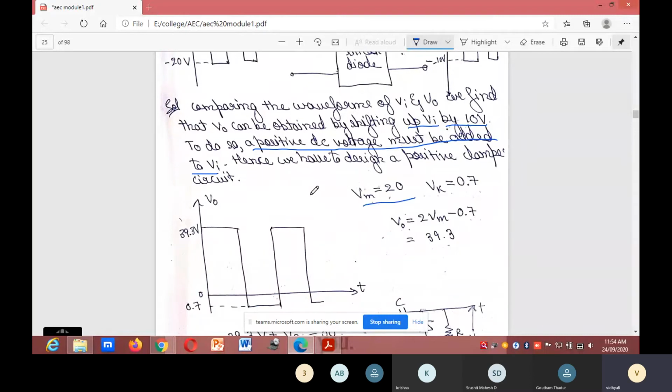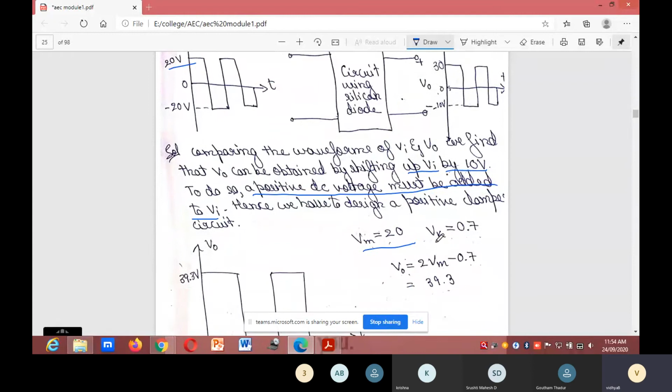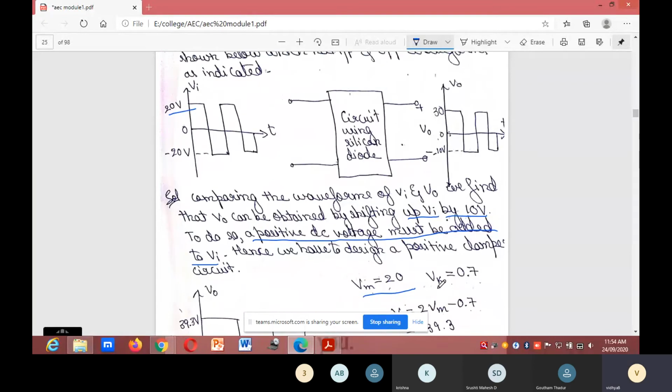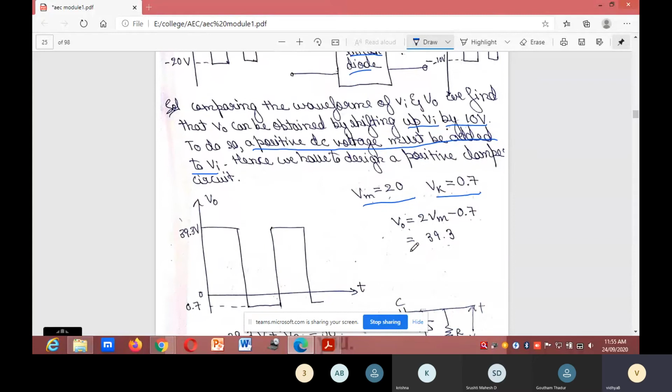Vm is equal to what? They have given Vm as 20 volts. What about Vk? They have given a silicon diode, so Vk is equal to 0.7. In clampers, the output will be 2 times the input. V0 is equal to 2 times Vm, minus 0.7 since it is a silicon diode. You will get V0 is equal to 39.3 V.